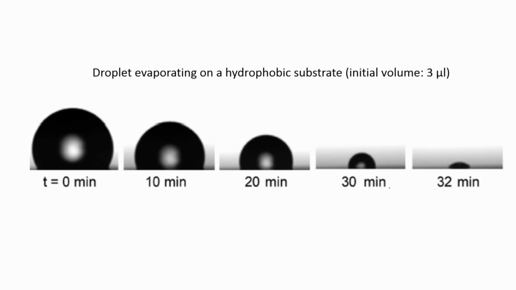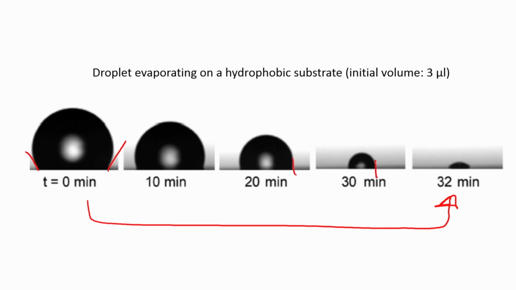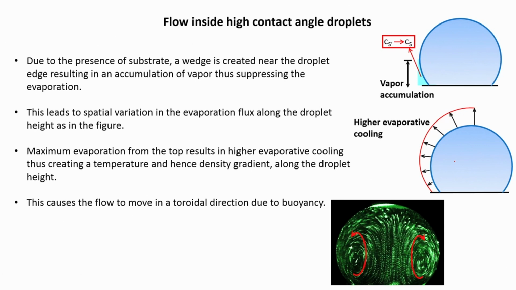Okay. See, if this is for example a sample image of a droplet evaporating on a hydrophobic substrate, you can see the contact angle is much greater than 90. At one point of time it does become 90 in this particular case, and then it actually evaporates. Now, why does this happen, the flow inside these high contact angle droplets?